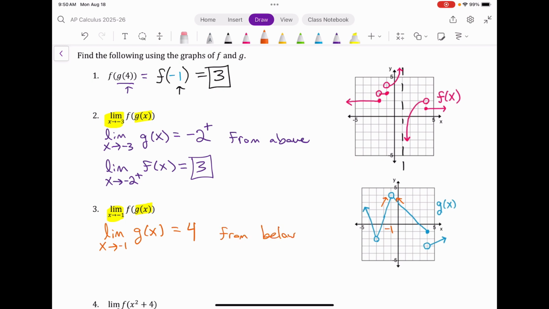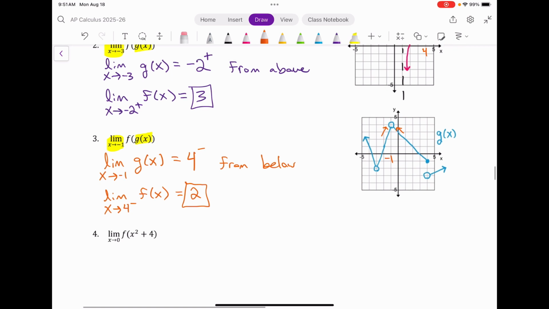And so I'm going to put this superscript of a minus there so I don't forget it when I take the limit as x approaches 4 from the left now of f of x. So 4 is here, and so from the left we're approaching a y value of 2 on the f graph.